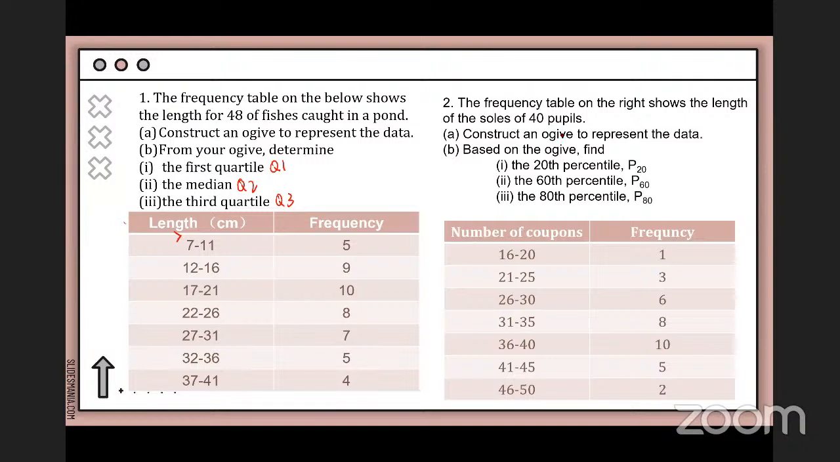And the same goes with these questions. You should have all of that I mentioned just now. And in this question, you're going to find the 20th percentile, 60th percentile, and the 80th percentile. So I give you some time, and you can maybe screenshot this, and you can do it after this.